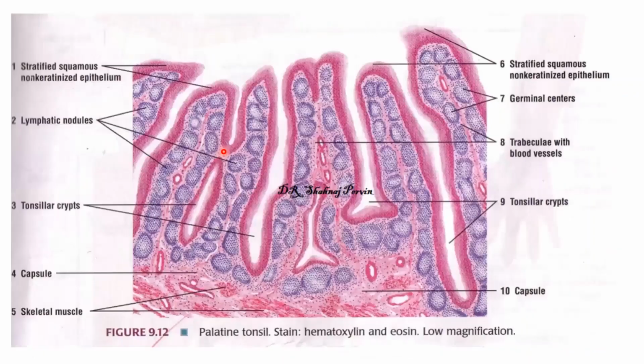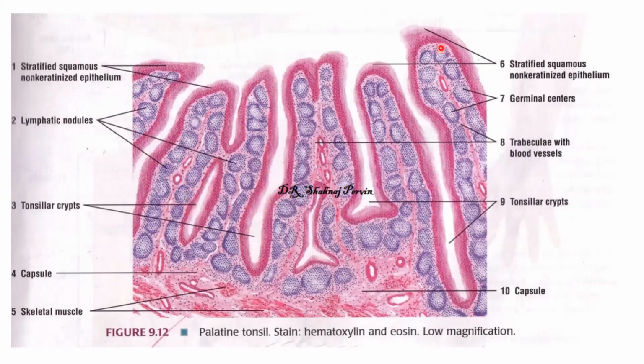Now, this one, the lymph node. Lymph node, it also has the outer capsule. This is the tonsil, palatine tonsil. The outer capsule is there, you are seeing the outer capsule. Then inside you are seeing many lymphatic nodules, and it has the crypts. This is an important feature of the tonsil.